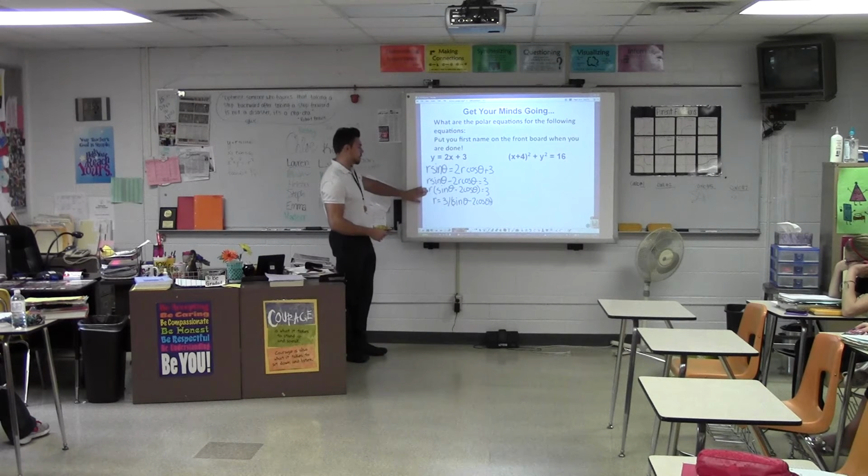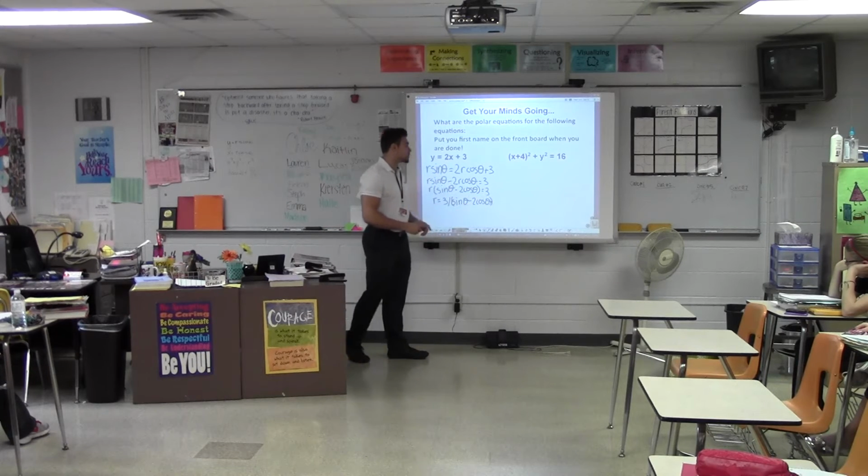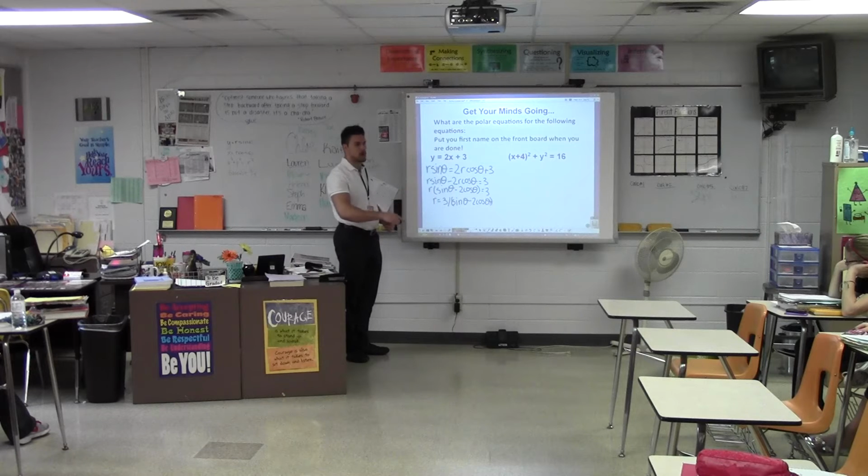Make sure you don't divide by r in this step. Some of you were dividing by r and then getting 3 over r. If we're solving for r, we never want r to be on the bottom. So if you ever see the variable you're solving for on the bottom, know that you made some mistake.